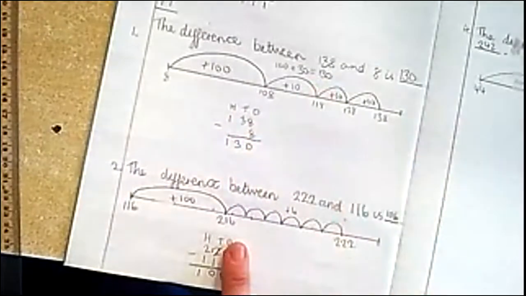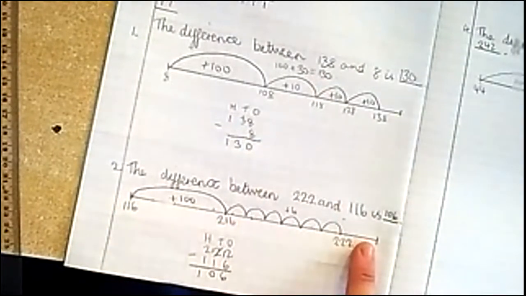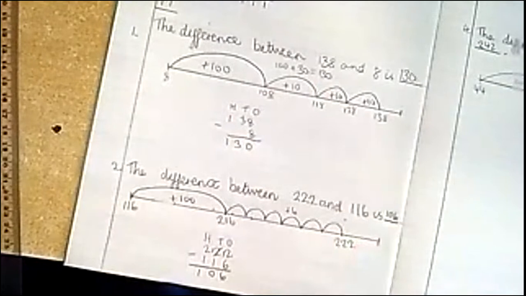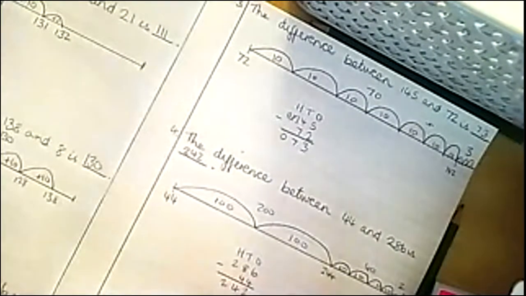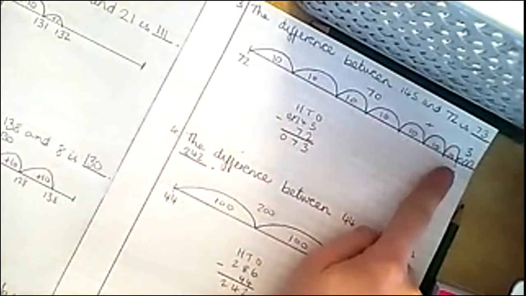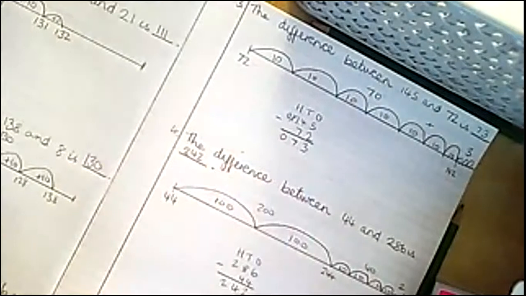Then we've got the second one here. Show it on your number line. 222 and 116, the difference is 106. Show it with your subtraction. Pause the video if you need to keep pausing, guys, if you need to keep marking it. Look at the next one. So the difference here between 145 and 72 is 73. Here it is on my number line. Here it is using subtraction. And then the last one.